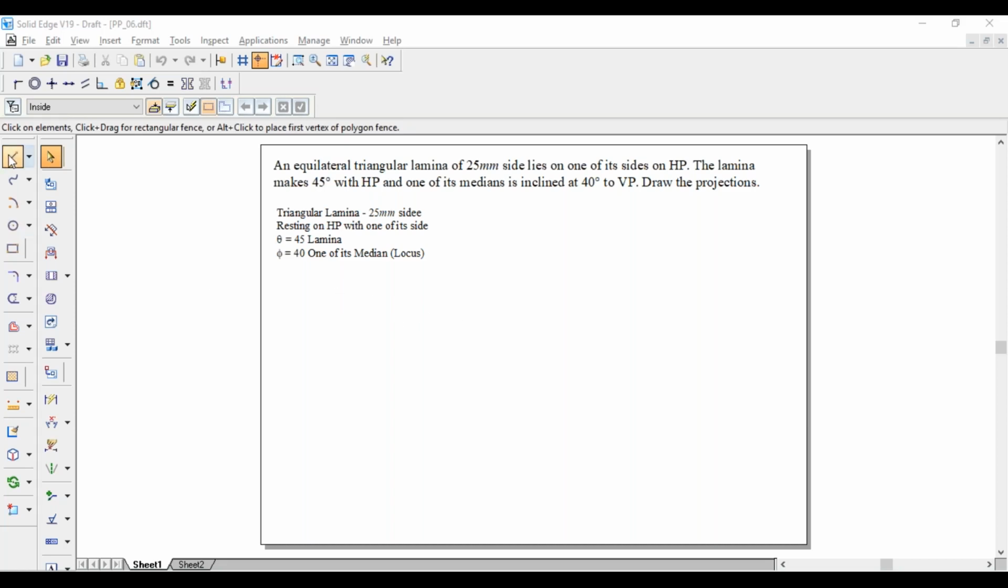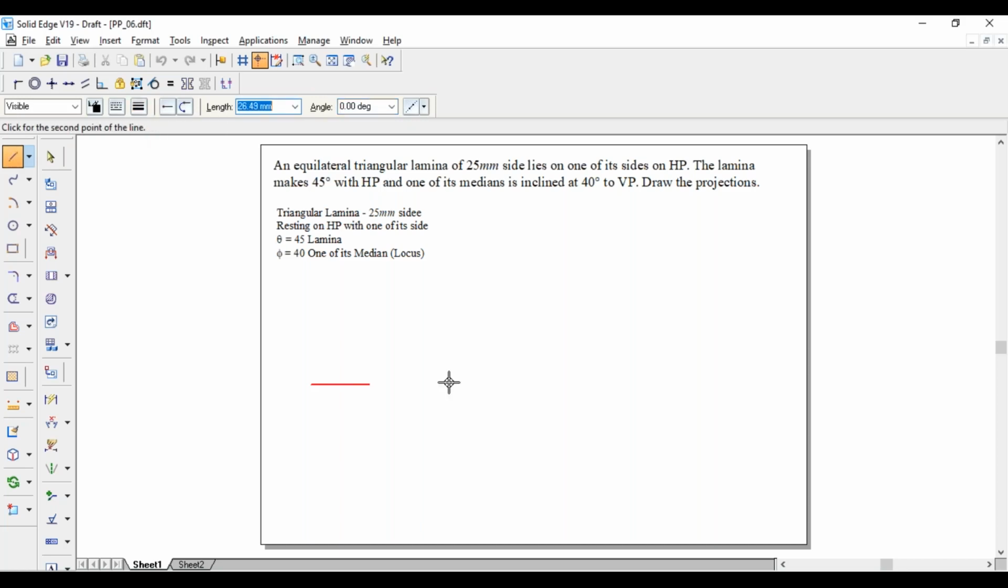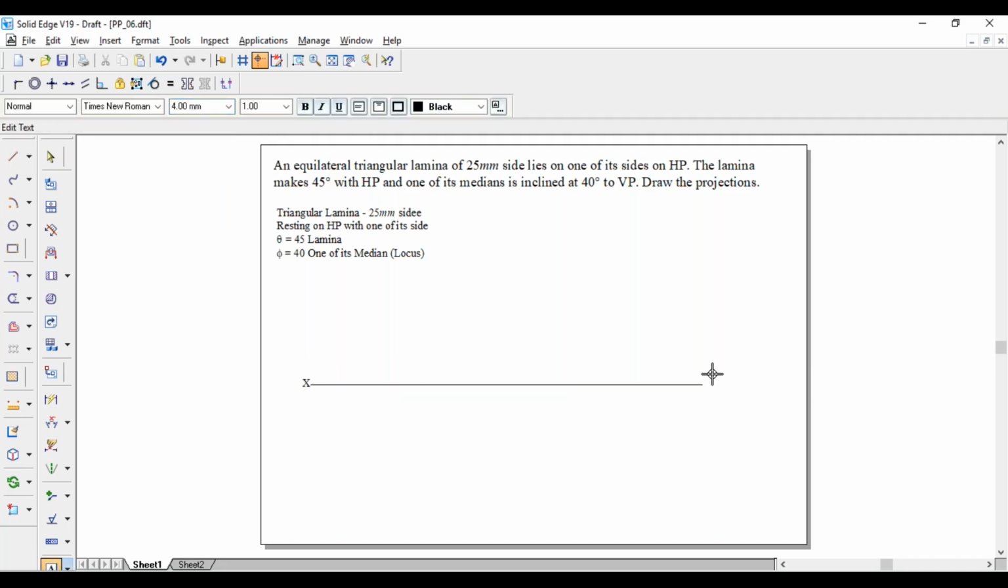So the basic thing, first draw a horizontal line, name it as XY, VP HP. Draw a horizontal thin line, name it as XY, VP HP. This is X, Y, VP, HP.